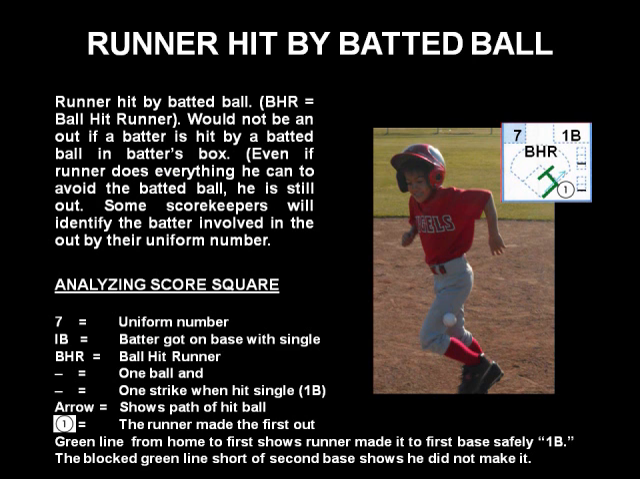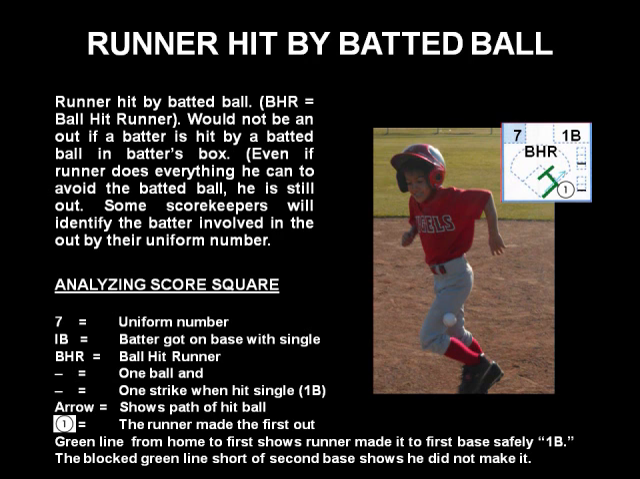Okay, we're going to discuss the situation when a runner is hit by a batted ball. And the score square that you're looking at would be of the runner, not the batter. And so the runner would be out because he was hit by the ball. So, what we have is runner hit by batted ball.